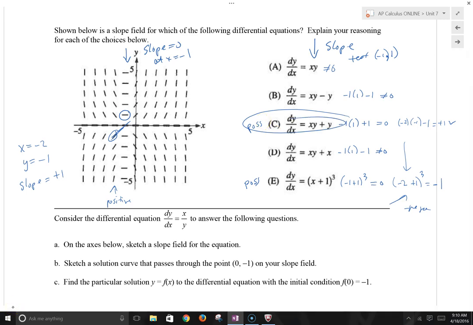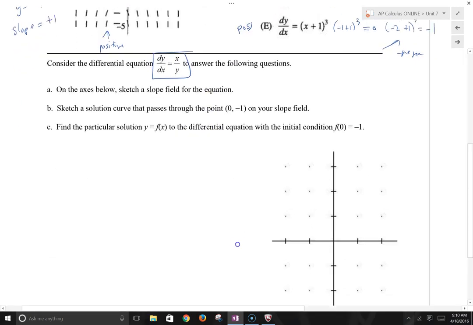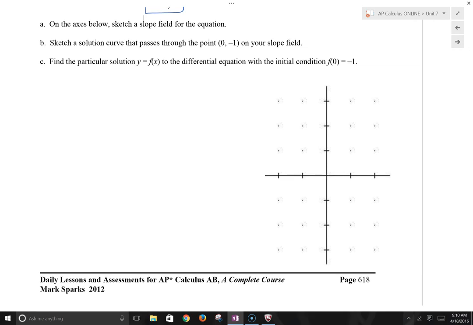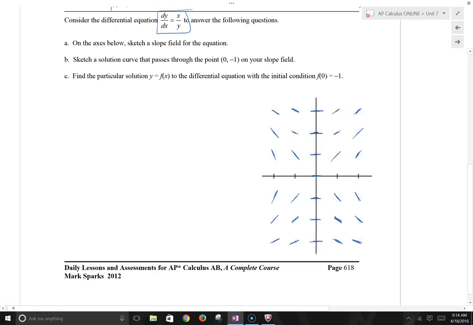Alright, first thing you're going to do for this next problem is sketch the slope field for this differential equation. So go ahead and do that right now. Pause this and check your answer. Alright, I got something that looks about like that. Second thing we're going to do is sketch the solution curve that passes through the point 0, negative 1. And 0, negative 1 is right there.